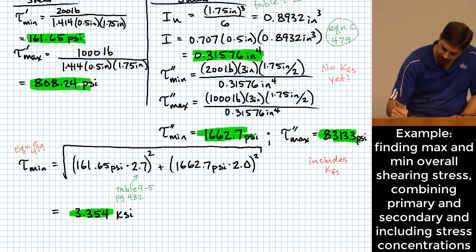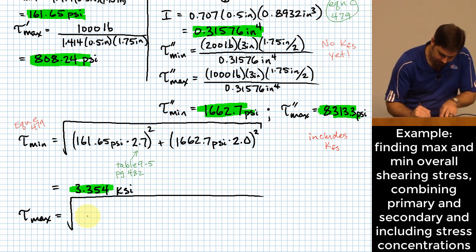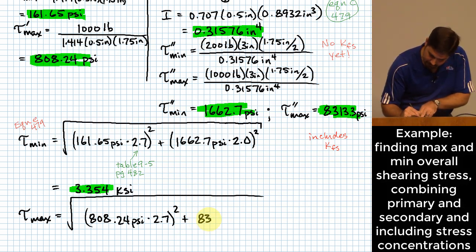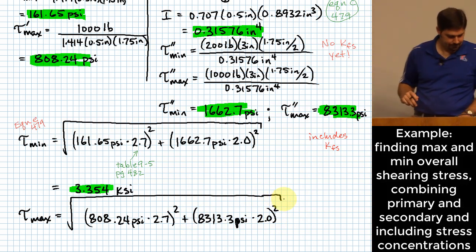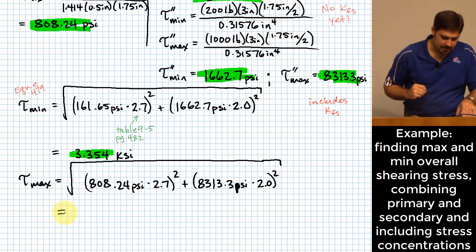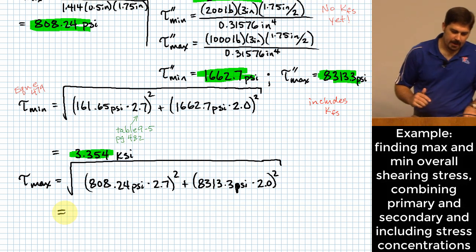All right, and we do something very similar for the maximum stress. Okay, square root of, over here I had 808.24 PSI. To that I'm going to multiply 2.7 and square it. And then I'm going to add 83.13.3 PSI times 2.0. All right. This also includes K sub Fs, and it ends up computing to, let me find it, 8.353 KSI.